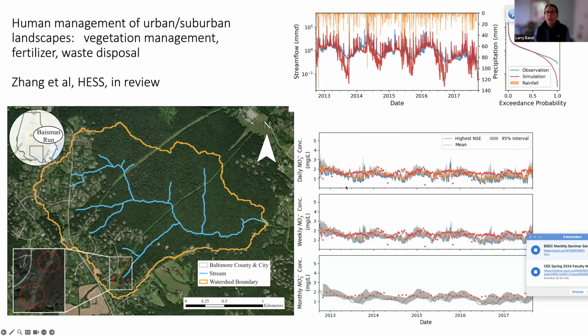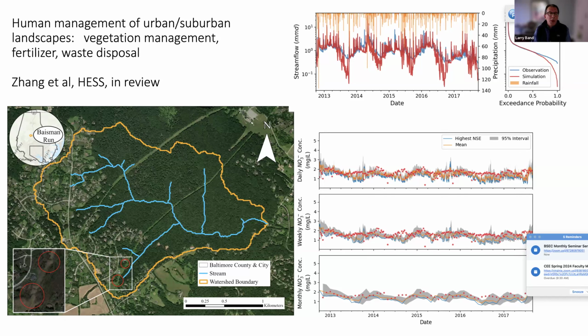So we have uncertainty. We're just showing the peak Nash-Sutcliffe efficiency model for nitrate in the blue, which is under predicting. But if we look at the full 95% confidence intervals, by looking at all behavioral parameter sets, in other words, all the sets that are giving us reasonable flows, then we find at daily to weekly to monthly levels, we're capturing the dynamics reasonably for nitrogen concentrations and loads. Loads will actually be better because they're multiplied by the discharge.